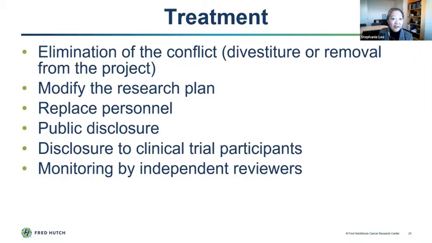You might have to modify your research plan, move your study sites to a different institution or different population. You might have to replace personnel. Almost always there's a clause in there about public disclosure. You might have to disclose actually to your clinical trial participants, and there may be monitoring by independent reviewers. These are all mechanisms that you can use to mitigate a conflict.